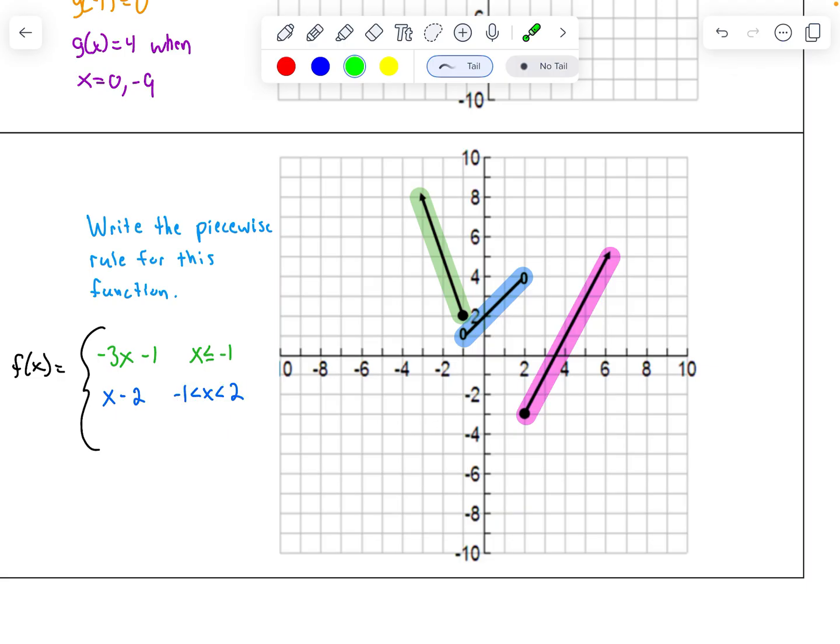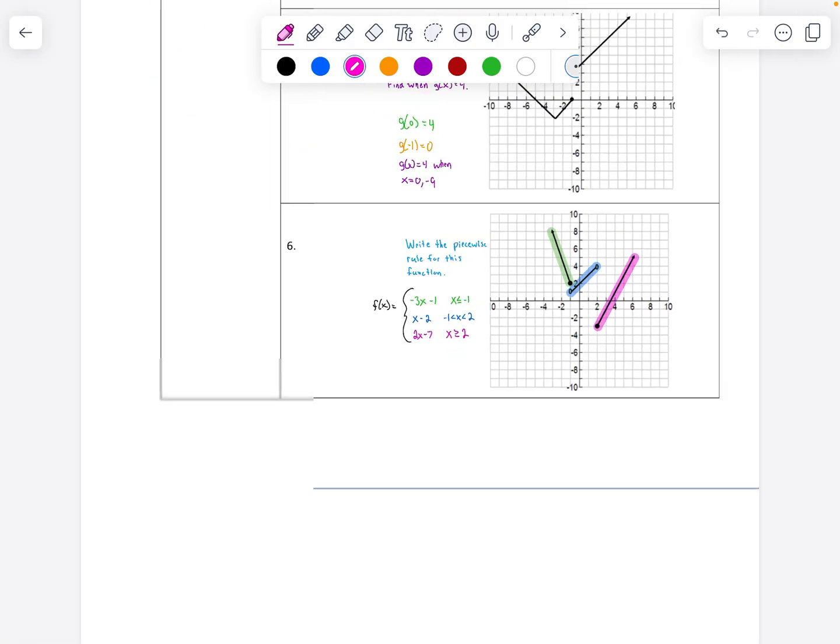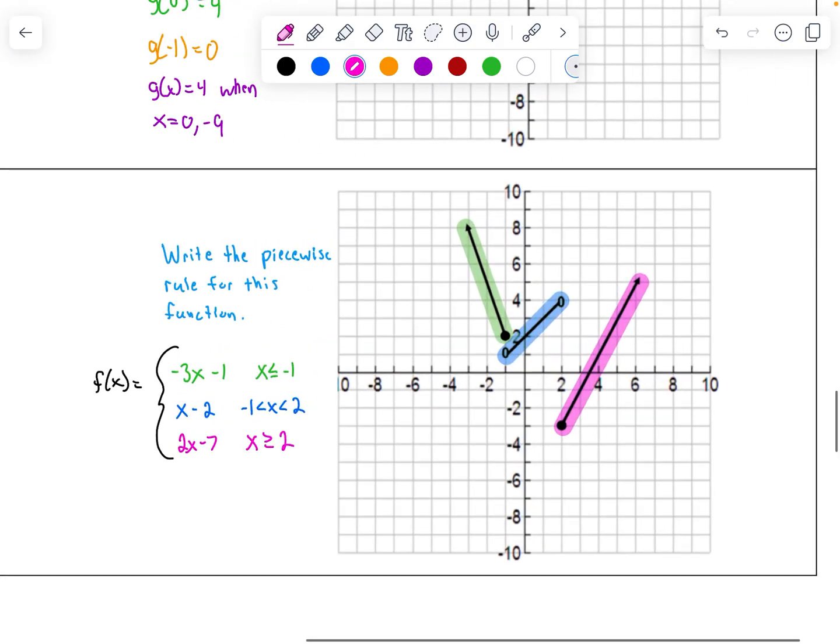And then the pink one has a slope of, it looks like 1, 2, up 2 over 1. So go down 2 over 1, down 2 over 1, and our y-intercept is negative 7 for the pink piece. And our slope was 2, so 2x minus 7. And this is used starting at an x value of 2. So this is x is greater than or equal to 2. And that's how you do piecewise functions.